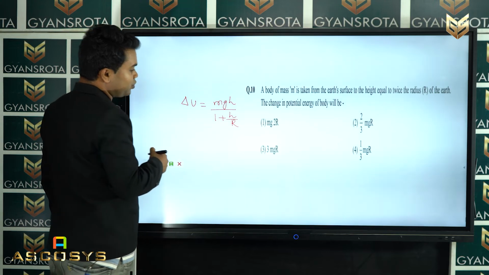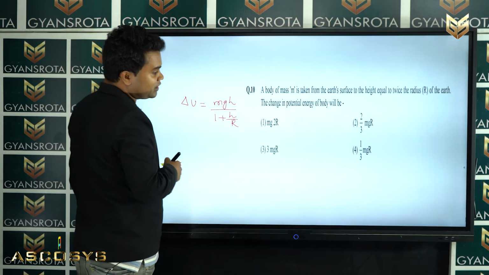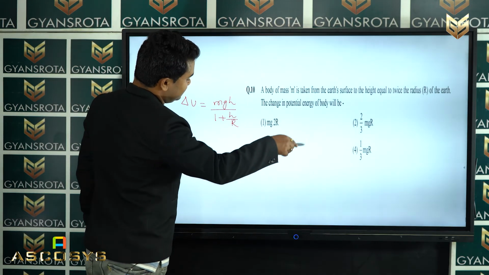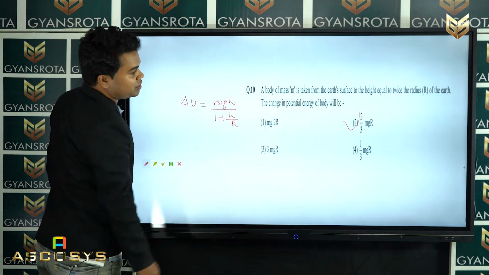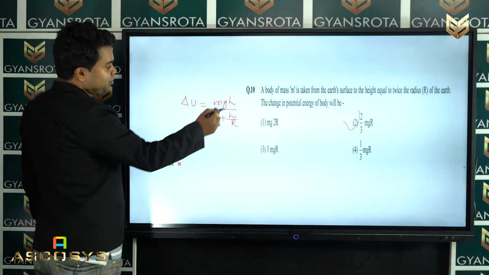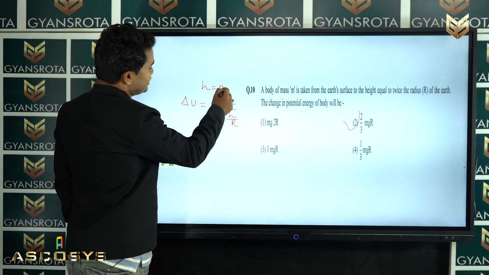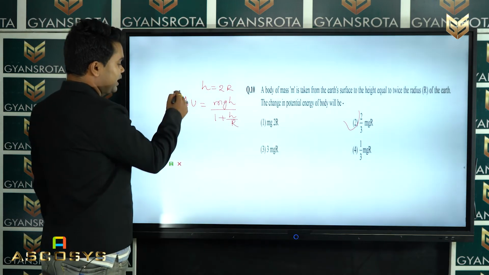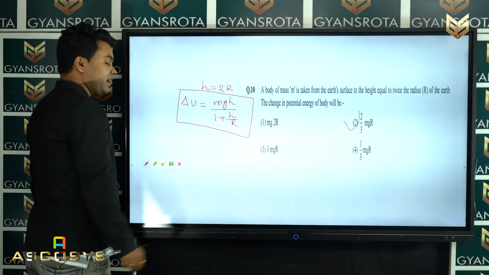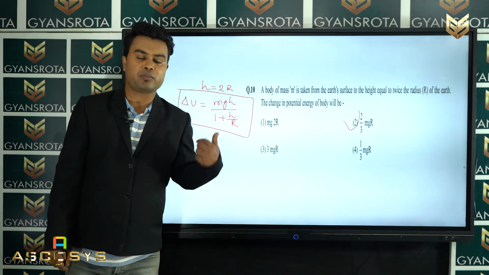Now your h is how much? Twice r, right? So your right answer for this one will be 2 by 3 mgr. So if you put h equals twice r, remember, h is equal to twice r, you will get this option. So try it by yourself, use this formula and find the answer. It's just one more step.